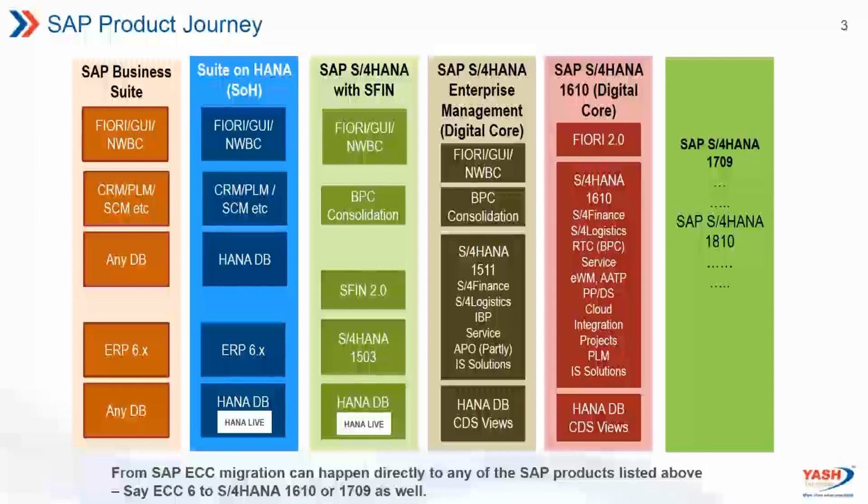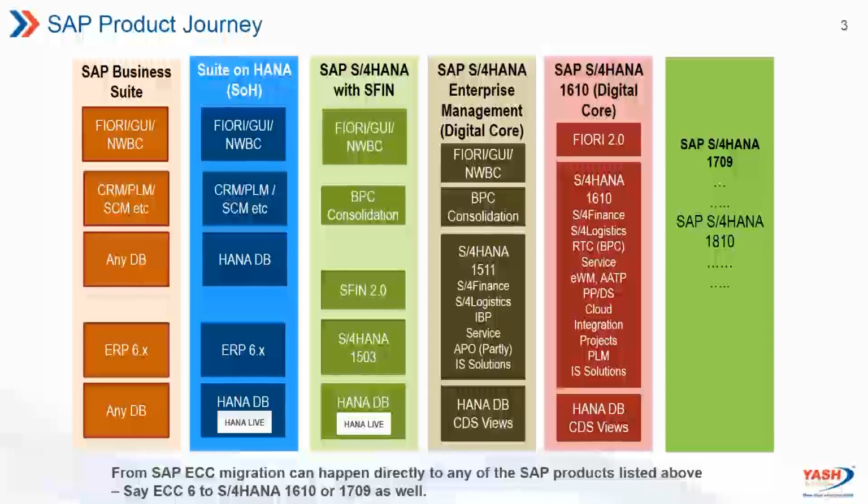S4HANA is reminiscent of R3, release 3. This is S4HANA, SAP for HANA, which came in March 2015. And this was an application. As a product, it's completely different from the Suite on HANA, because there were a lot of changes at the database core structure level and the application level as well.